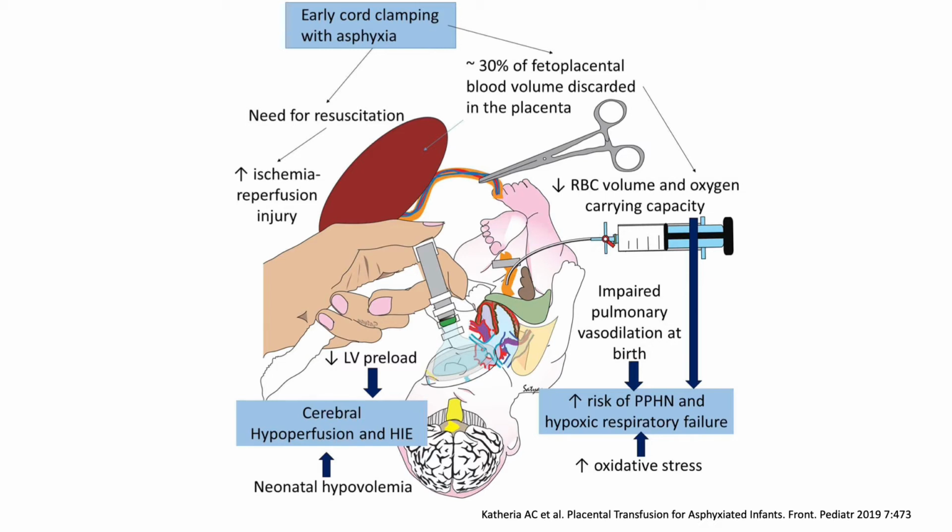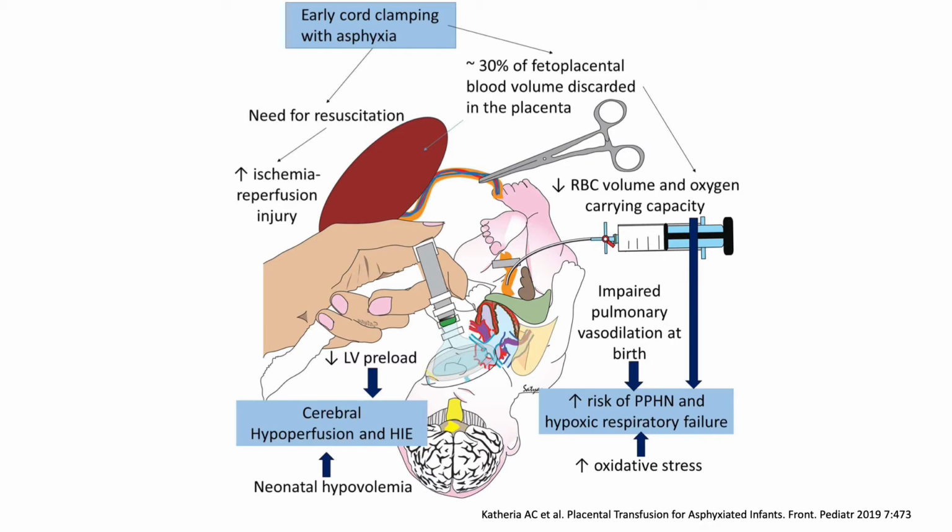If we've thrown away a large portion of the blood in the placenta, then we've got a decreased red blood cell volume and a decreased oxygen carrying capacity. This means less oxygen and blood supply to the tissues, and all of this results in oxidative stress. These factors, along with an impaired pulmonary vasodilatation at birth, lead to the increased risk of persistent pulmonary hypertension of the newborn and hypoxic respiratory failure.